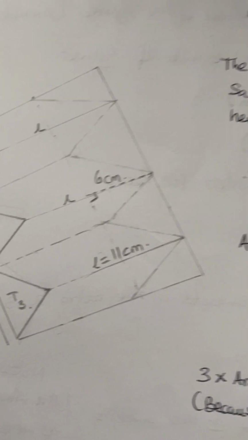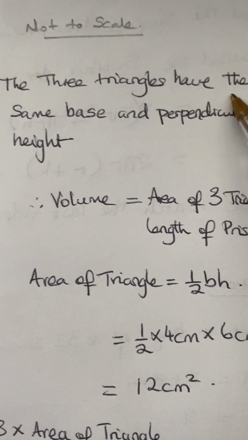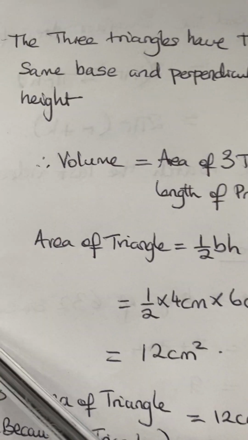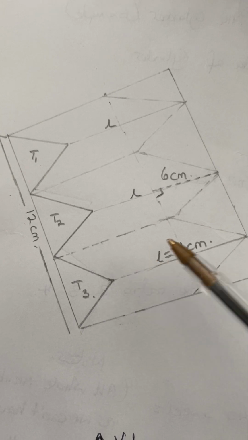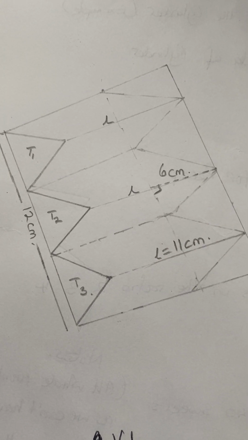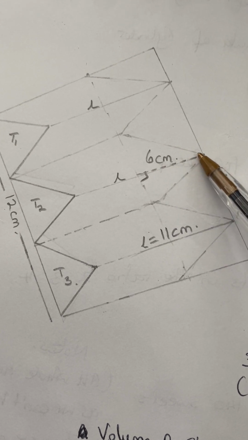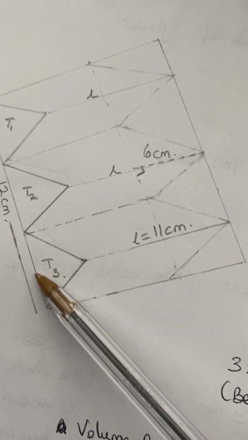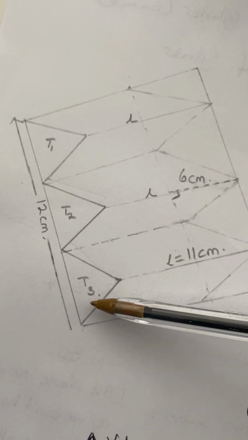So the 3 triangles have the same base and perpendicular height. Even though it's not to scale, look at it. Same base and perpendicular height. The perpendicular height was labeled here. It wasn't labeled here, but it's the same, and from here to there is 12.